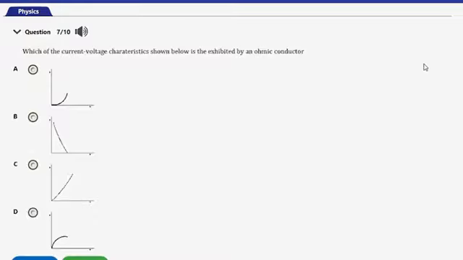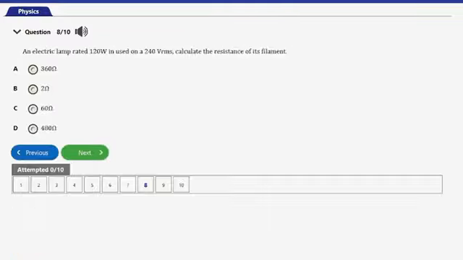It says, which of the current voltage characteristics shown below is exhibited by an ohmic conductor? So guys, the answer to this question here is option C. The graph here in option C shows the characteristic that is exhibited by an ohmic conductor. So that's it for this question. Let's go ahead and consider the next question, guys. So that's question number 8 here.